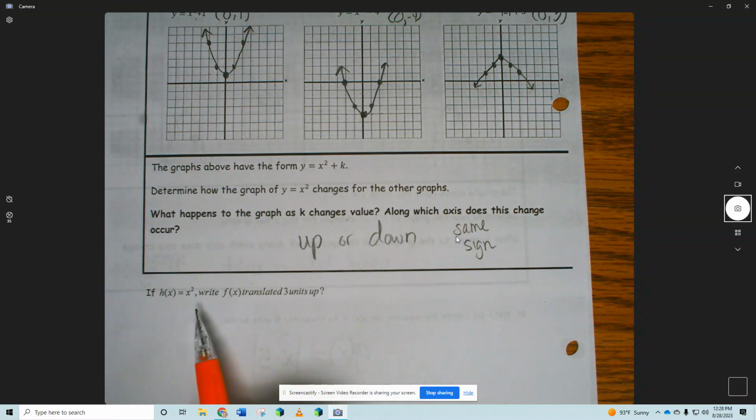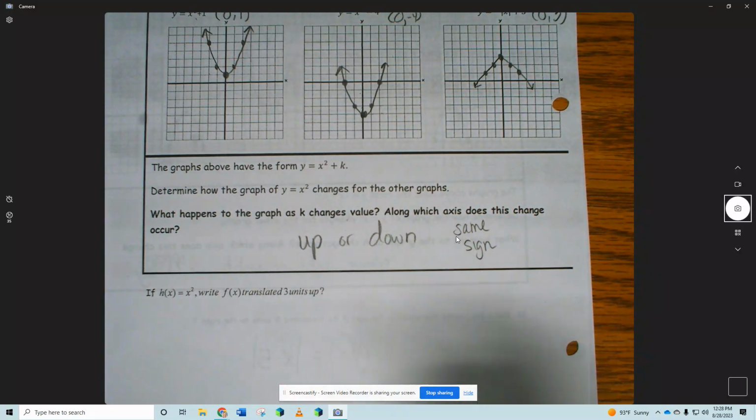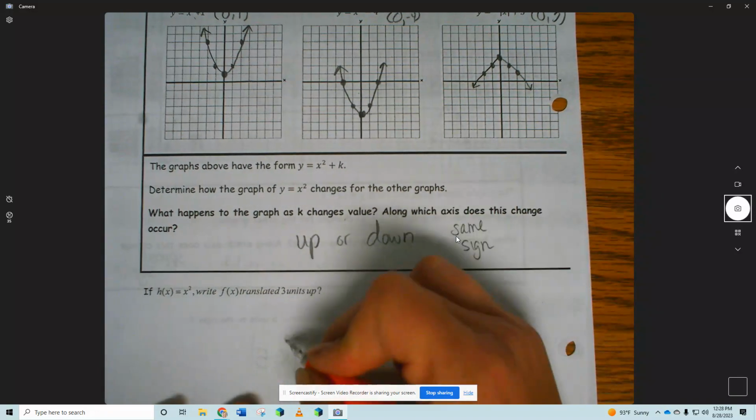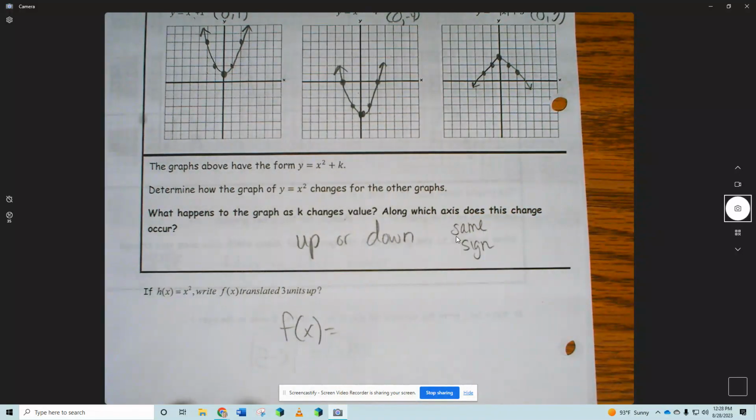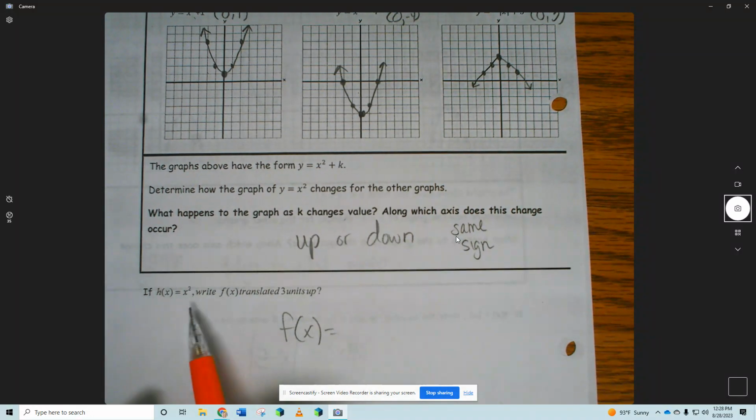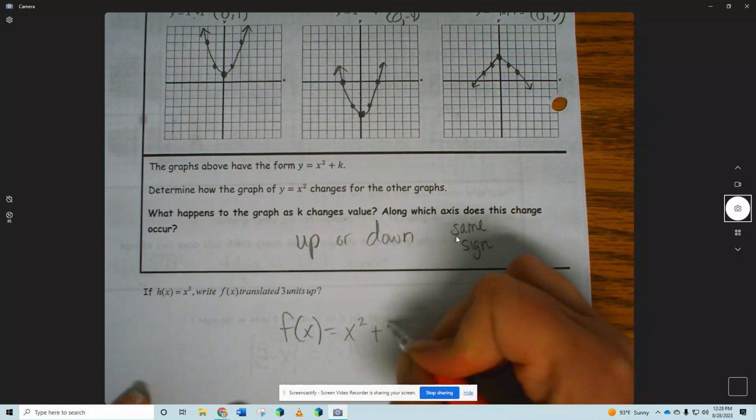If h of x is x squared, what would f of x be if it's translated 3 up? What would the equation be? Someone tell me. F of x is how it starts. What do I write? What plus 3? X squared plus 3. Good.